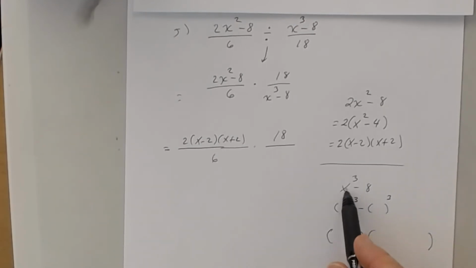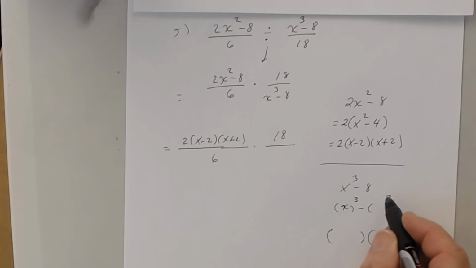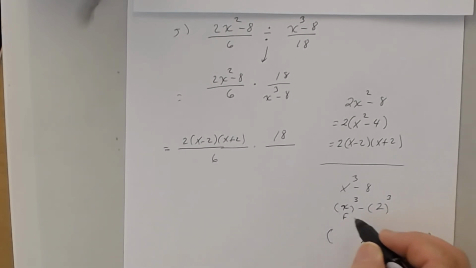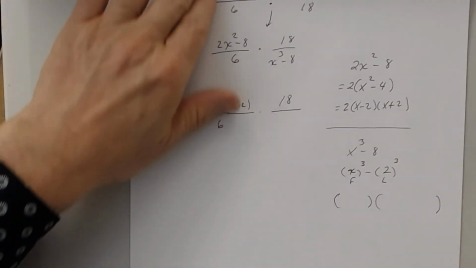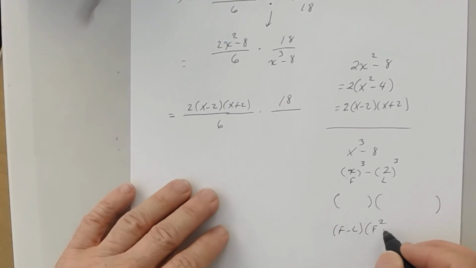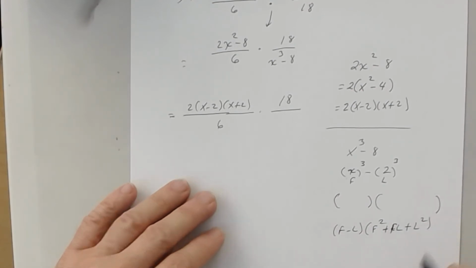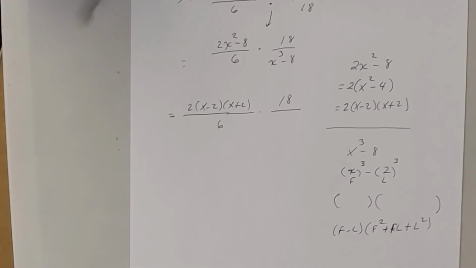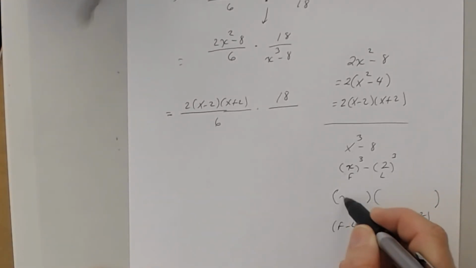What times itself 3 times is x cubed? X. What times itself 3 times is 8? 2. So I found, remember we call this F and L? So I found F and I found L. And remember when you factored the difference of two cubes, it was F minus L times, and do you remember what the rest was? F squared, and then what else? Plus, good. F, L, and then plus L squared. So when I factor x cubed minus 8, knowing that F is x and L is 2, what's that binomial now? X minus 2.